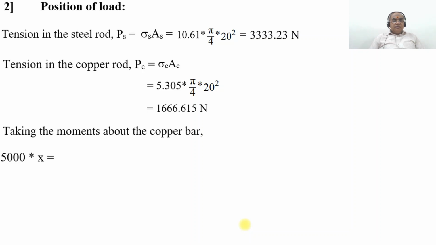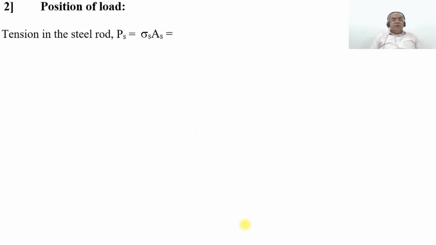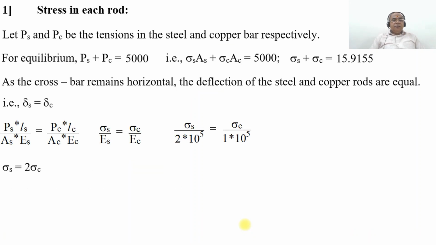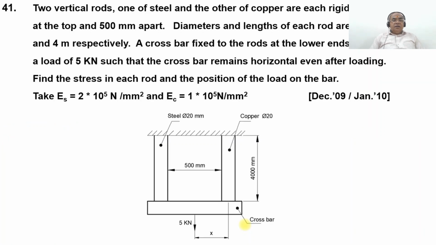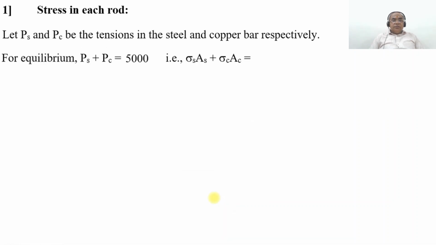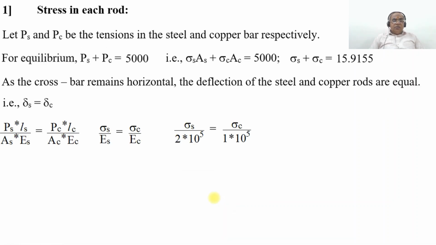So what is the copper bar? That is 5000 into X will be equal to PS into 500. So here, how do I know that? The position can be calculated using this. Moment about the copper bar will be equal to 5000 into X will be equal to the tension in the steel rod PS into 500. So that is how you will be able to get this.